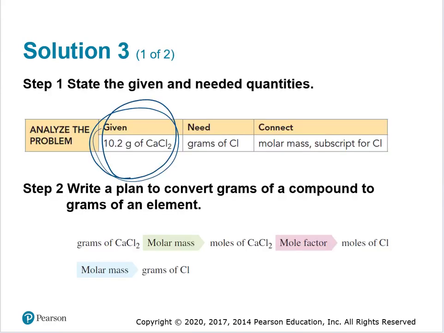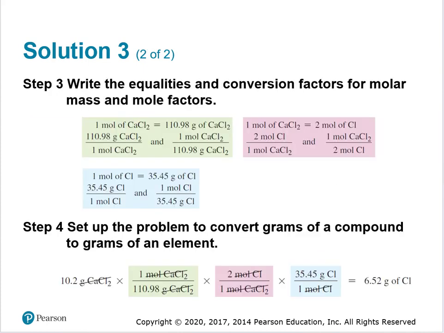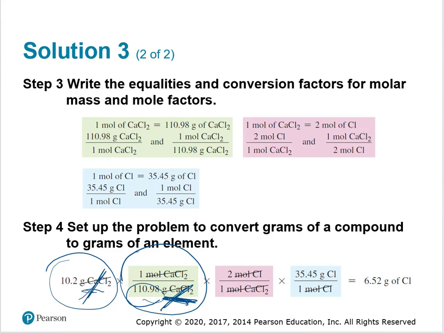What do we know? We know that we have 10.2 grams of calcium chloride. So we're going to go from grams of calcium chloride to moles of calcium chloride. Then look at our mole factor, see how many moles of chlorine are in that, and then go to grams of chlorine. This is going to take a few steps. So grams of calcium chloride, I need to have grams of calcium chloride on the bottom. So that means we need to look at the periodic table and add up 1 calcium and 2 chlorines to get that molar mass. That takes care of getting rid of grams of calcium chloride.